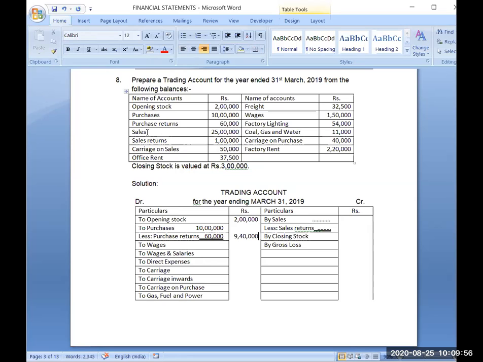Next is sales. Sales are 25 lakh. So sales I will write here. 25 lakh.